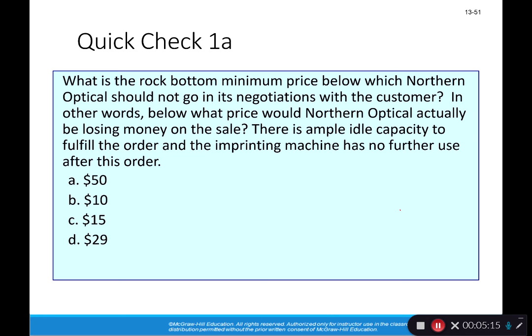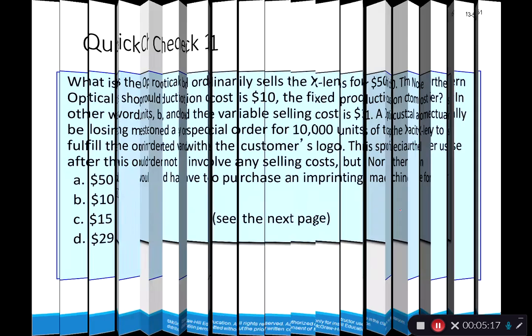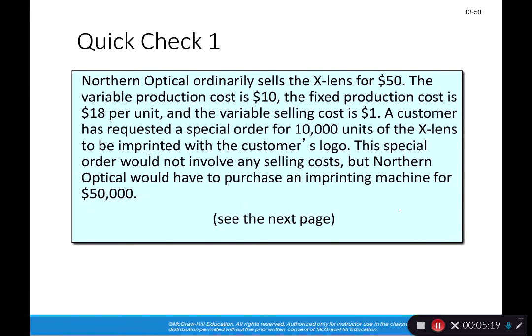So give the video a pause. I'm going to go back to this slide with the data. And using this data, I want you to figure out what's the lowest price that the seller would be willing to accept in order to make this special order feasible.